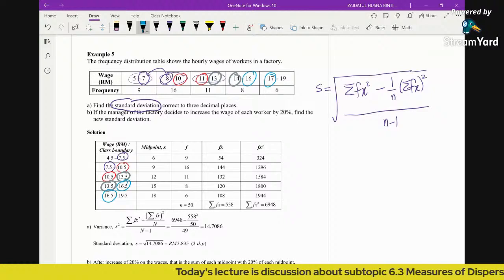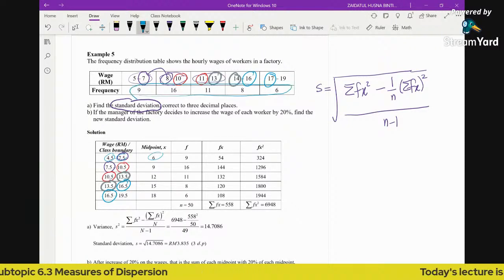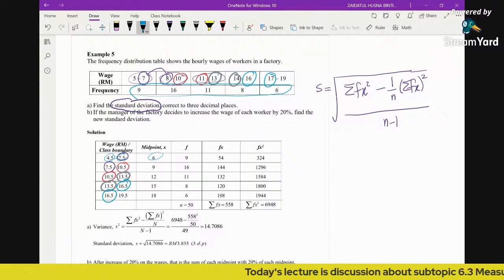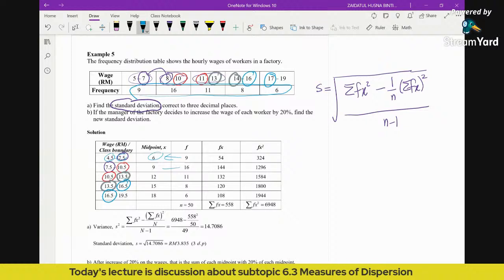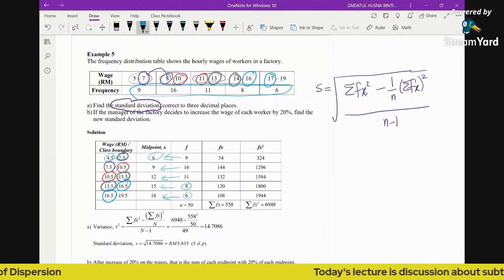Now coming to the midpoint, you just add the lower and upper boundary and divide by 2. The frequency is just a matter of copying down the values from the question. Then finding fx, you just multiply the f with the x. So you press the calculator: 16 times 9, 11 times 12, 8 times 15, and 6 times 18. So you will get the fx.